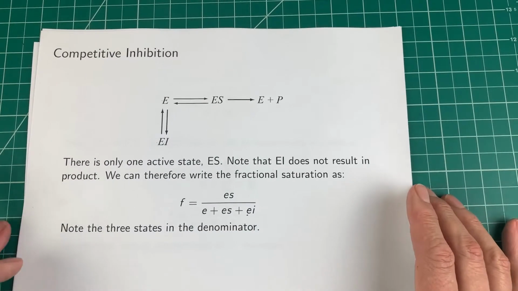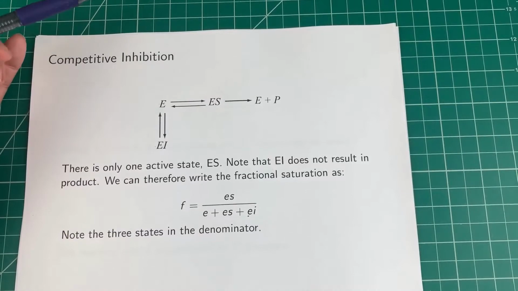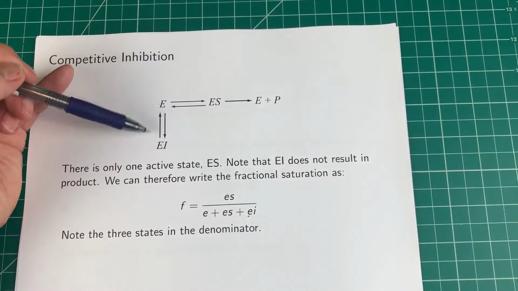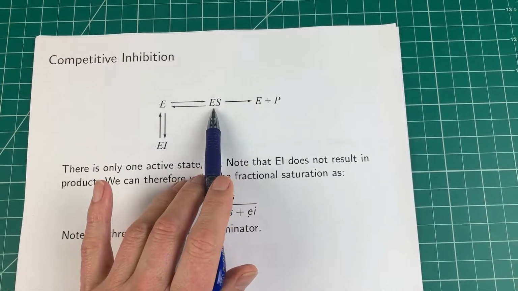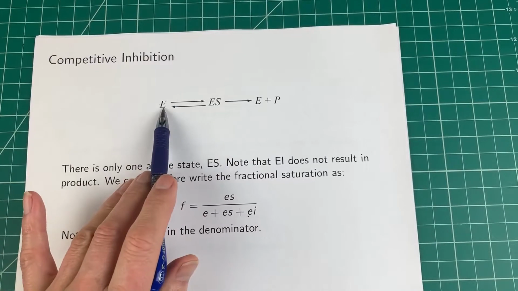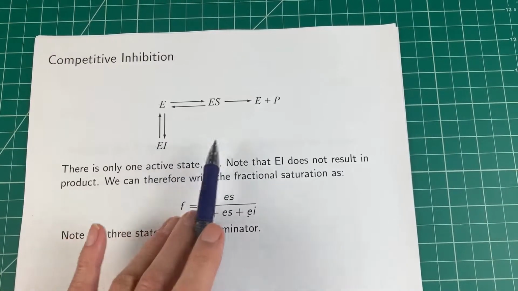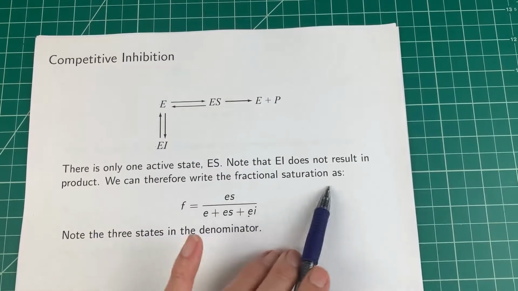Okay, so now to derive the reaction rate for this model, we have to tot up the number of active states and the total states. So the active state is just ES. That means the state that produces product. Free enzyme doesn't produce product. Enzyme inhibitor complex doesn't produce product. Only ES produces product. So in the numerator, I have to form this fractional saturation.